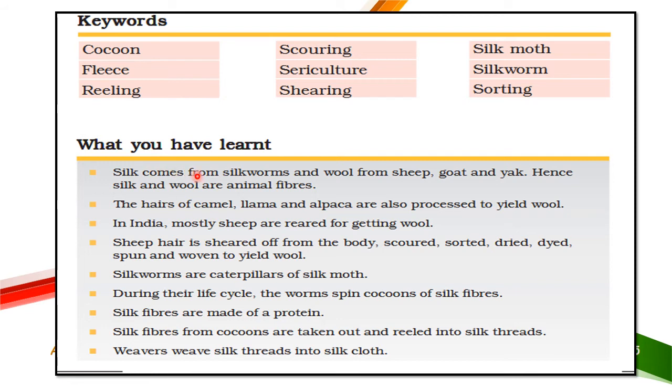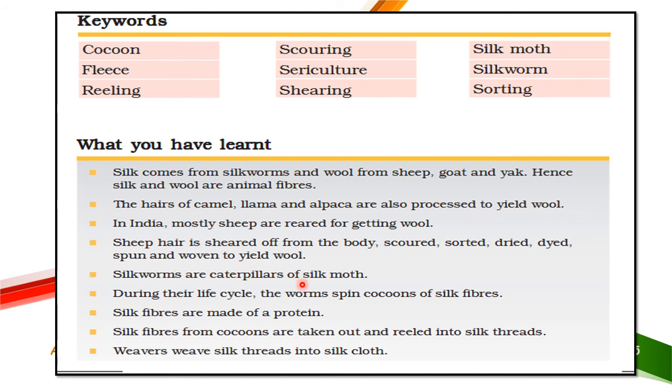What we have learned. Silk comes from silkworm and wool from sheep, goat and yak. Hence, silk and wool are animal fibers. The hairs of camel, llama and alpaca are also processed to yield wool. In India, mostly sheep are reared for getting wool. Sheep hair is sheared off from the body, scoured, sorted, dried, dyed, spun and woven to yield wool.